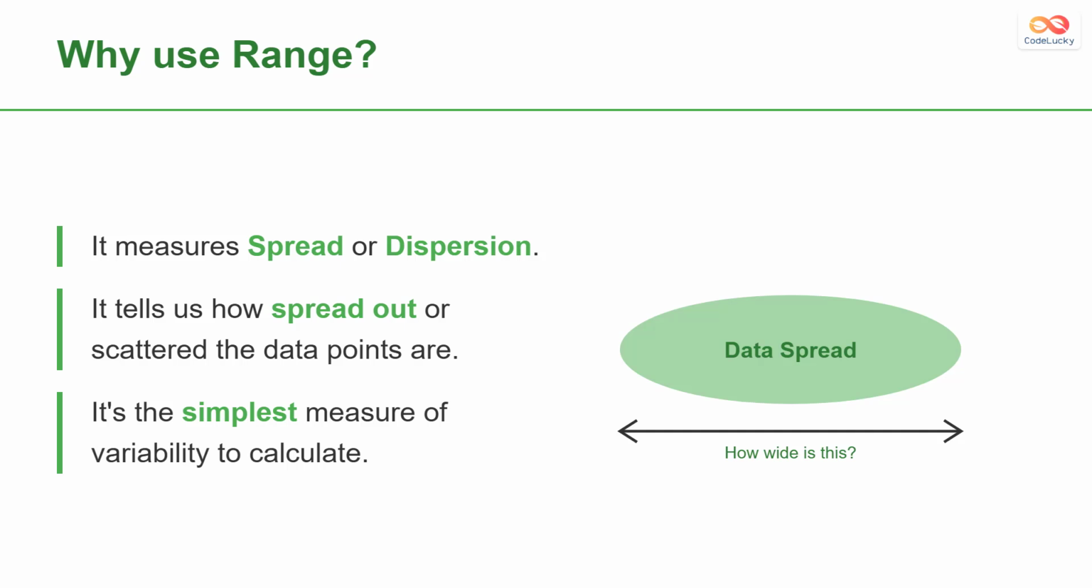Why do we care about range? Because it is a measure of spread, also known as dispersion. It tells us how spread out or scattered our data points are. It is the simplest measure of variability to calculate, making it a great starting point for understanding data.